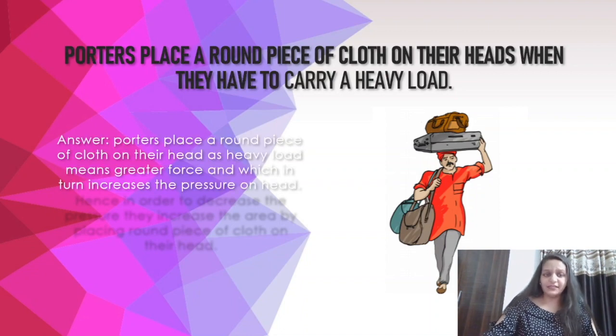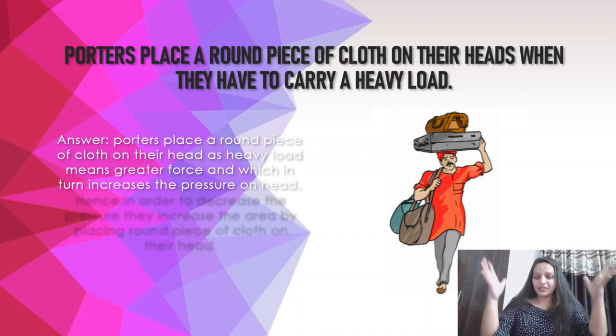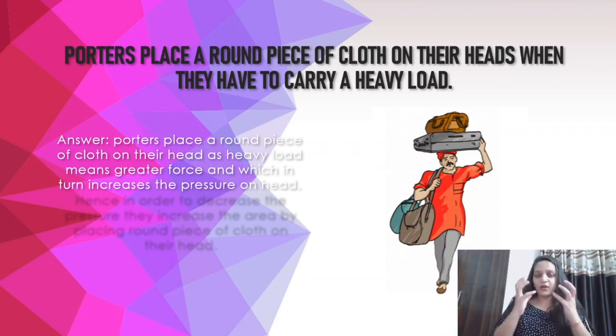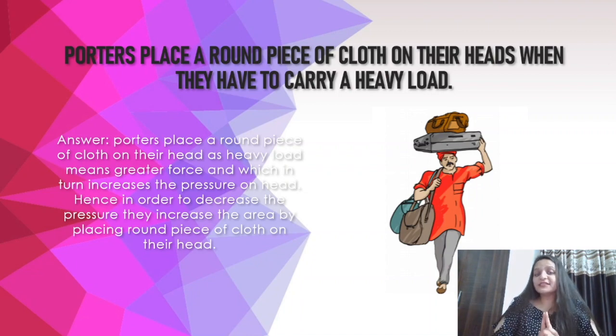The answer is that porters place a round piece of cloth on their head as a heavy load means greater force, which in turn increases the pressure on the head. Right? Initially, when they place all the material on their head, it has a lot of weight. Because of the weight, it exerts a large amount of force, increasing the pressure. Now the porter wants to decrease this pressure. So how will he do it? One way is to reduce the force, or another way is to increase the area. So he will go for the second option. Hence, in order to decrease the pressure, they increase the area by placing a round piece of cloth on their head. Is it clear?